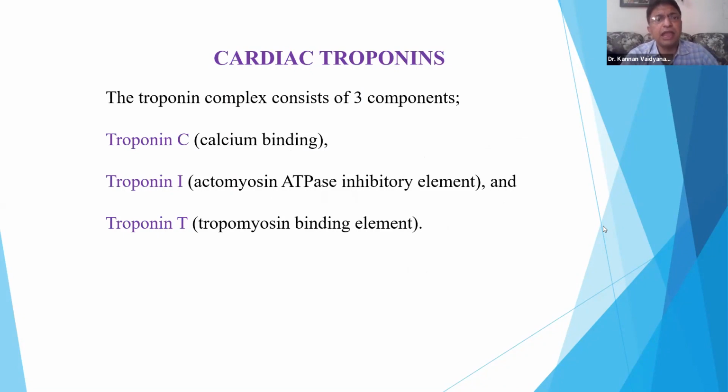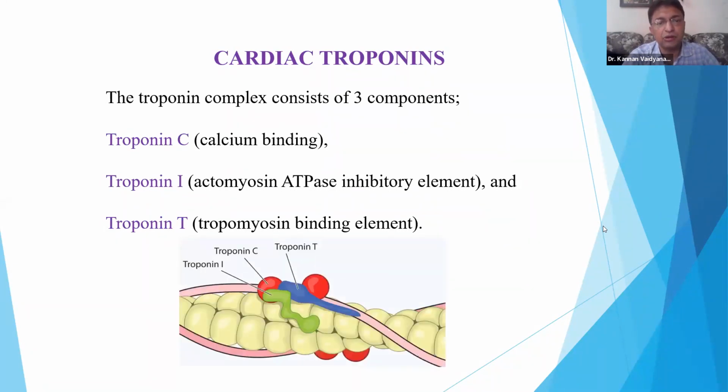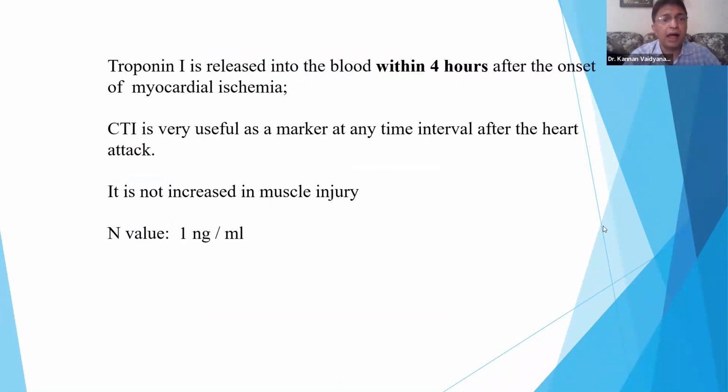So first of all, the cardiac troponins. The troponin complex consists of three components, as I mentioned in the introduction. These are troponin C, which is calcium binding, troponin I, the actomyosin ATPase inhibitory element, and troponin T, which is a tropomyosin binding element. This is how the troponins may be found to be located on the myofibril. Of these, two troponins are more commonly used as cardiac markers.